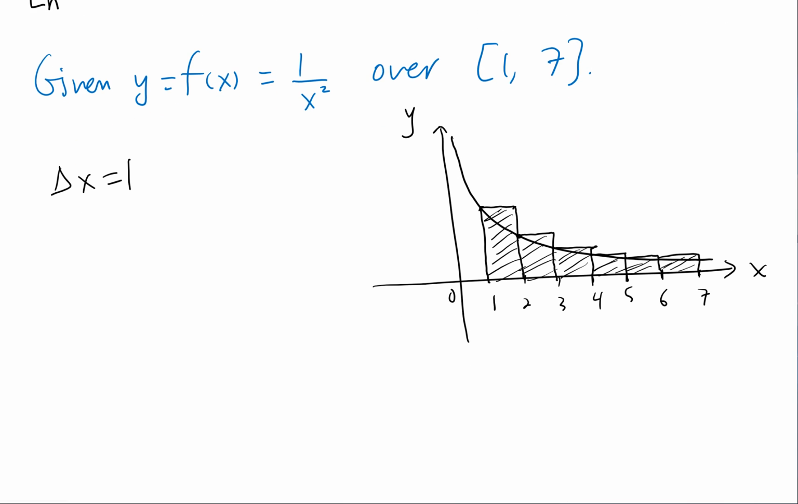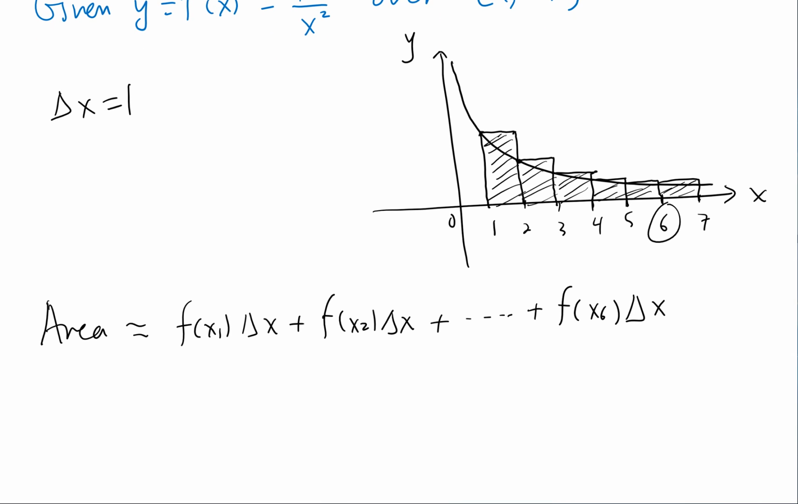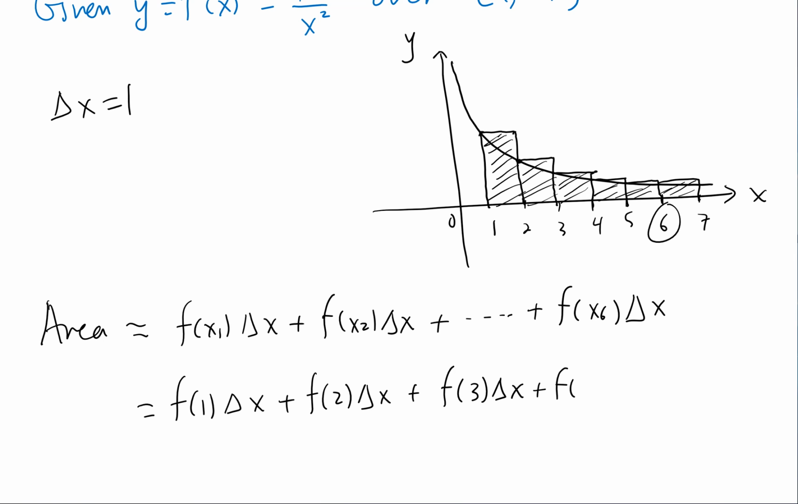So how did we do it earlier? The area, we say, is about f of x1 times delta x plus f of x2 times delta x, plus all the way up to f of x6, not the last one, just up to the one before the last one. And in this case, f of 1 delta x, f of 2 delta x, f of 3, f of 4, f of 5, f of 6, each times delta x. And delta x is 1.